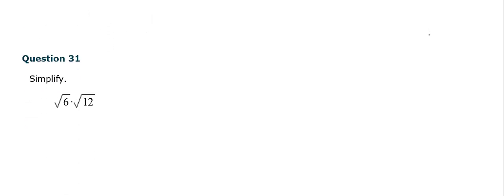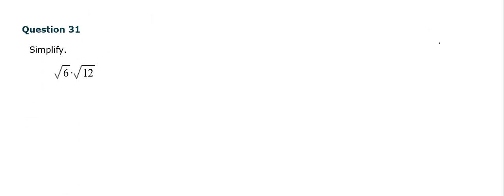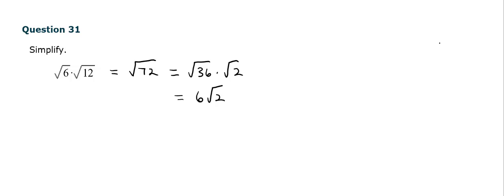Another multiplication problem. We're asked to simplify the square root of 6 times the square root of 12. We multiply the radicands together, and this gives us the square root of 72. Now 72 does have a perfect square factor other than 1, so we rewrite it as the square root of 36 times the square root of 2. The square root of 36 is 6. So our final answer would be 6 square roots of 2.